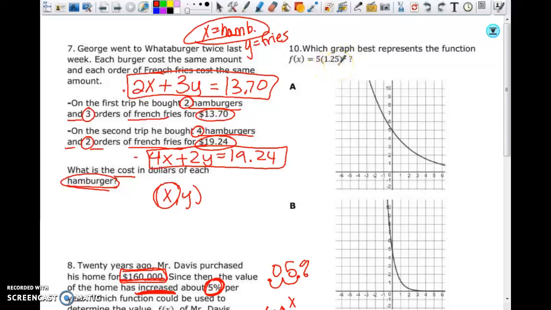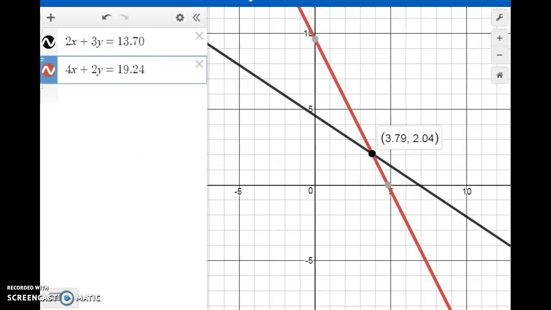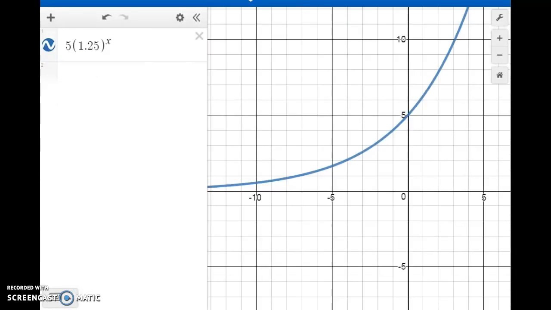Remember, this is just the matching one. So all you got to do is they give you the function, put that in Desmos. So go on ahead and pause it, do that now. Okay, so I went on ahead and also put in the exponential in my calculator.